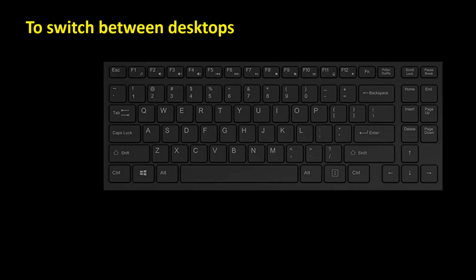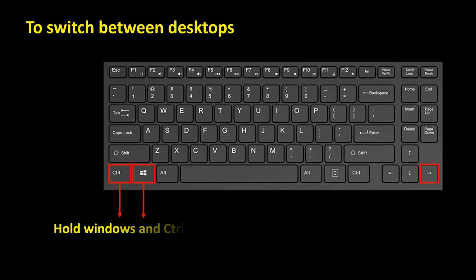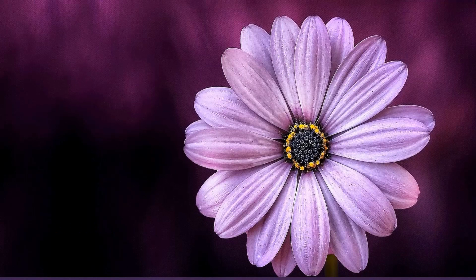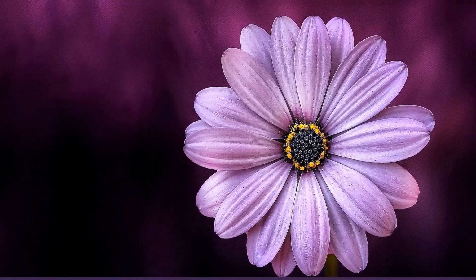To switch between desktops, hold Windows and Control keys, then use arrow keys. Windows key plus Tab to view all the desktops. Opening MS Word on desktop 1.